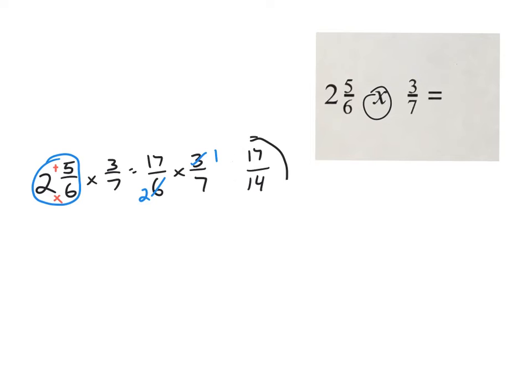So that should not be circled. It's not our answer. So what we do is we say 14 goes into 17. How many times? 1. We keep this denominator. 14 times 1 is 14. What do we have to add to it to get 17? 3. So our answer is 1 3/14.